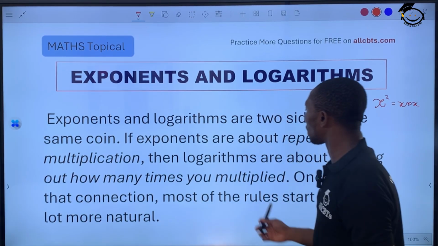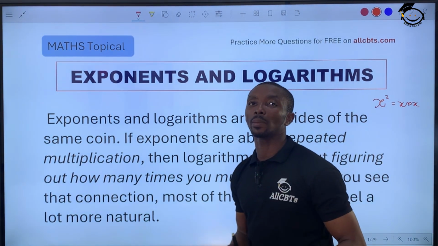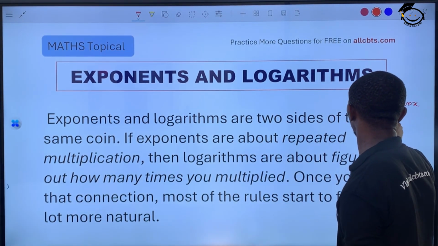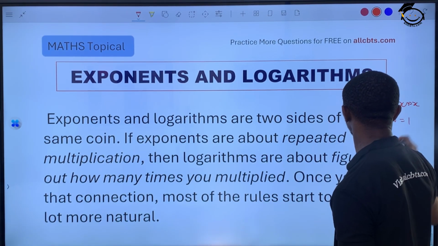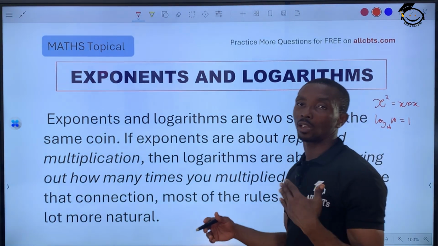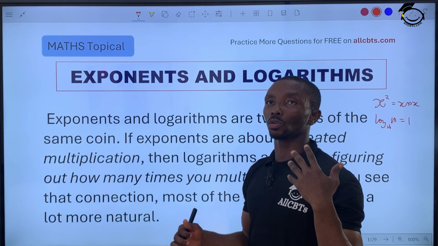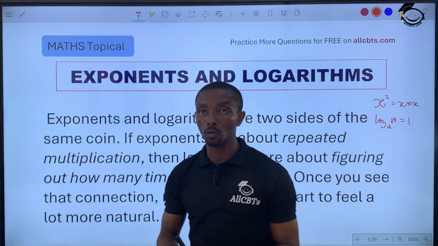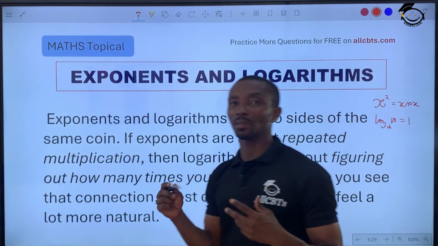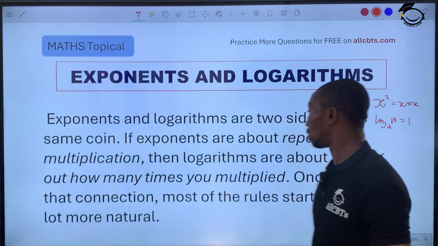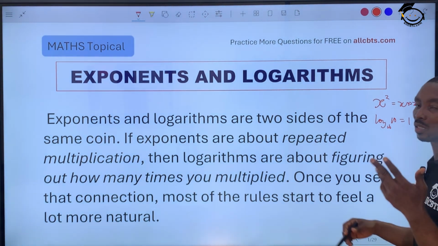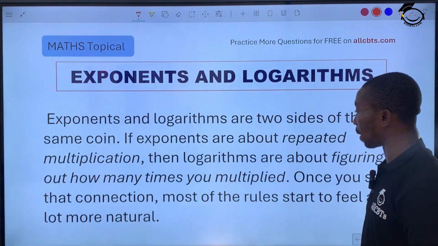Now, while we talk about logarithm, they're about figuring out how many times you have multiplied that number. When we talk about log 10 is 1, that means 10 times 1 is giving you 10. So it's like exponents give you how many times a number multiplies itself, and the log is giving you how many times a number divided by its base would be. Just like 10 divided by 10 would give us 1. 10 times 1 is 10, like forward and backward.